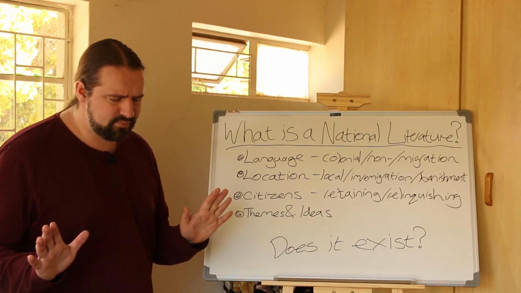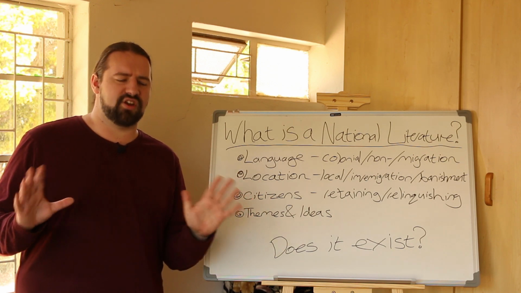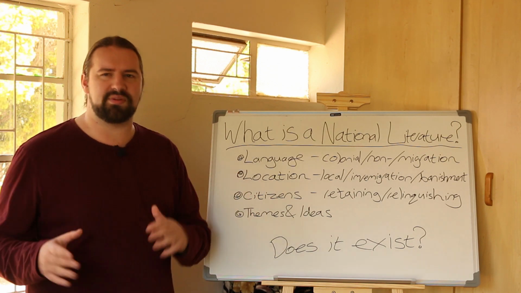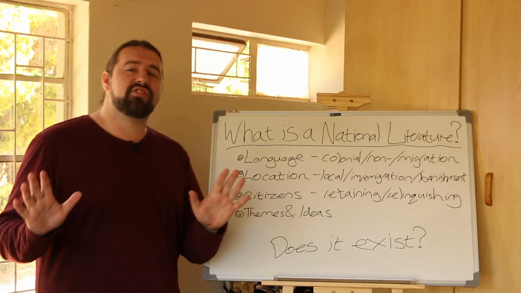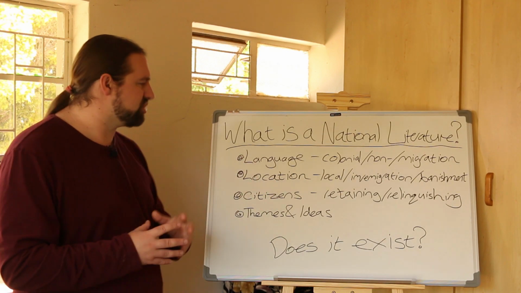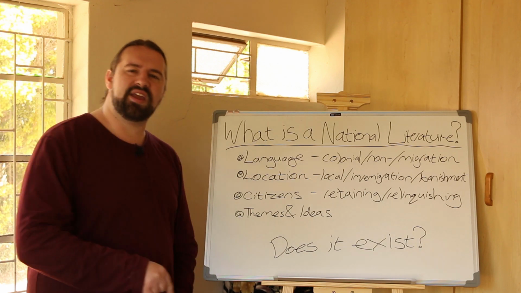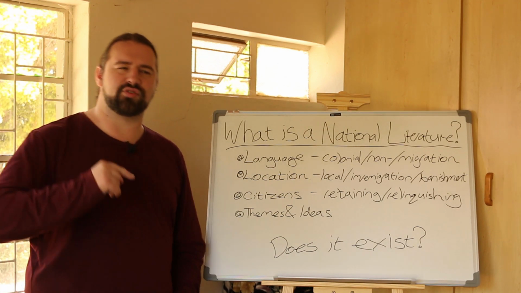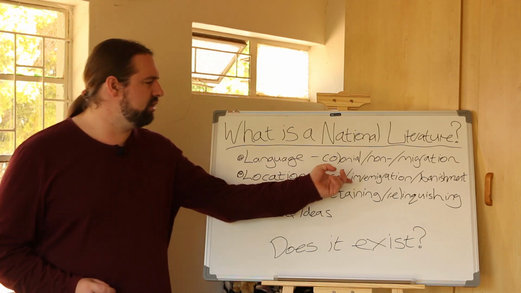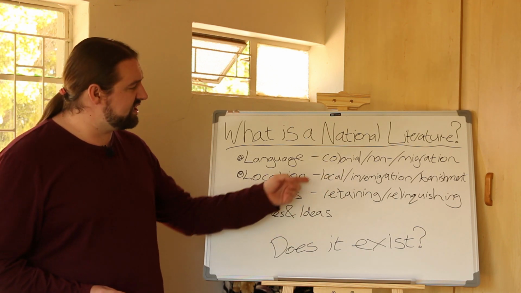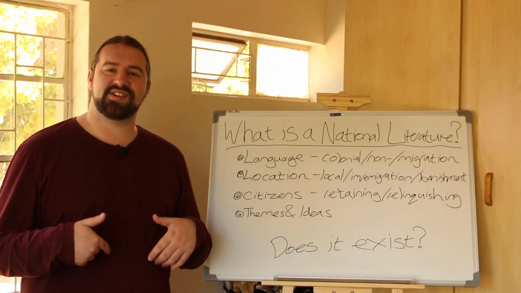Okay, fine. If language cannot be used to define it, we're not going to use language to define national literature. It's location, right? People in South Africa. If you write something in South Africa, it is South African literature. But what? So only local people. What if you immigrate? Or emigrate. So what about people who move to South Africa?